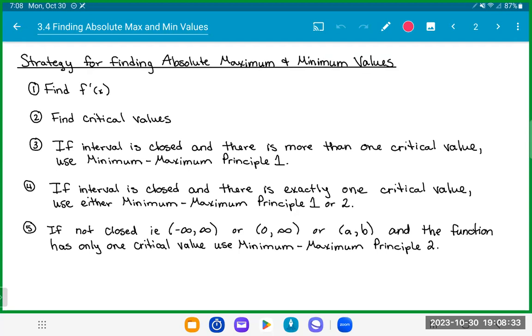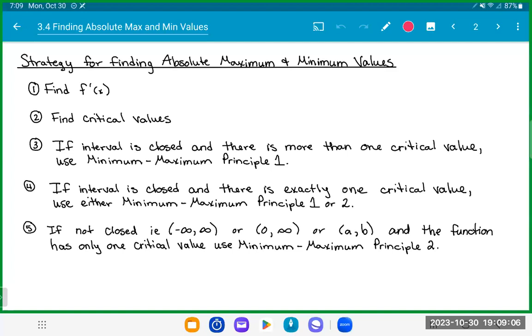So if the interval is closed, and that's very important, the interval is closed, that's the next two steps, right? For number 3, if the interval is closed and there is more than one critical value, we have to use the min-max principle number 1, okay? If it's a closed interval and there is exactly one critical value, then we can use either principle 1 or principle number 2.